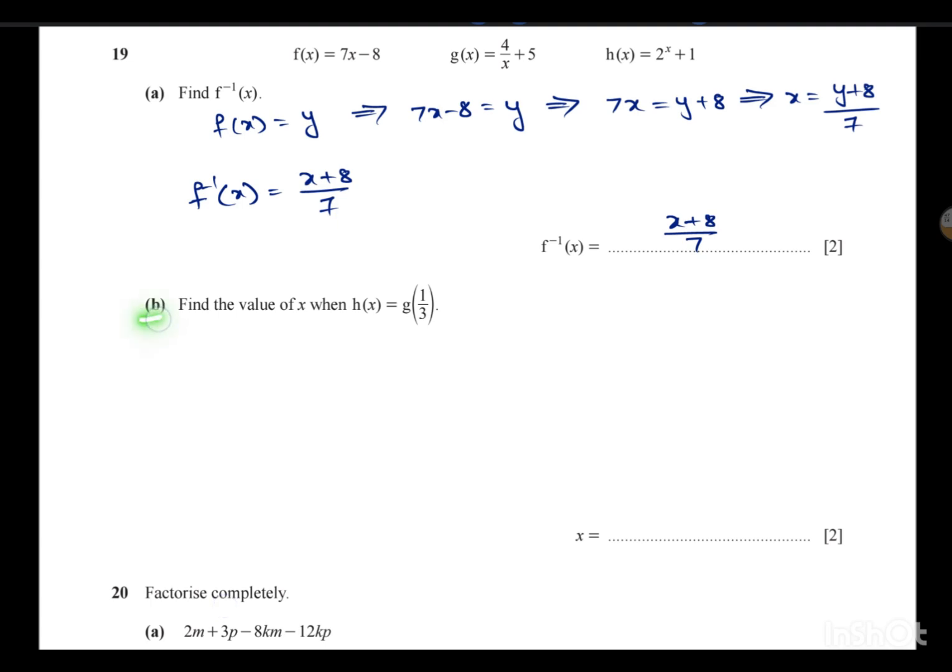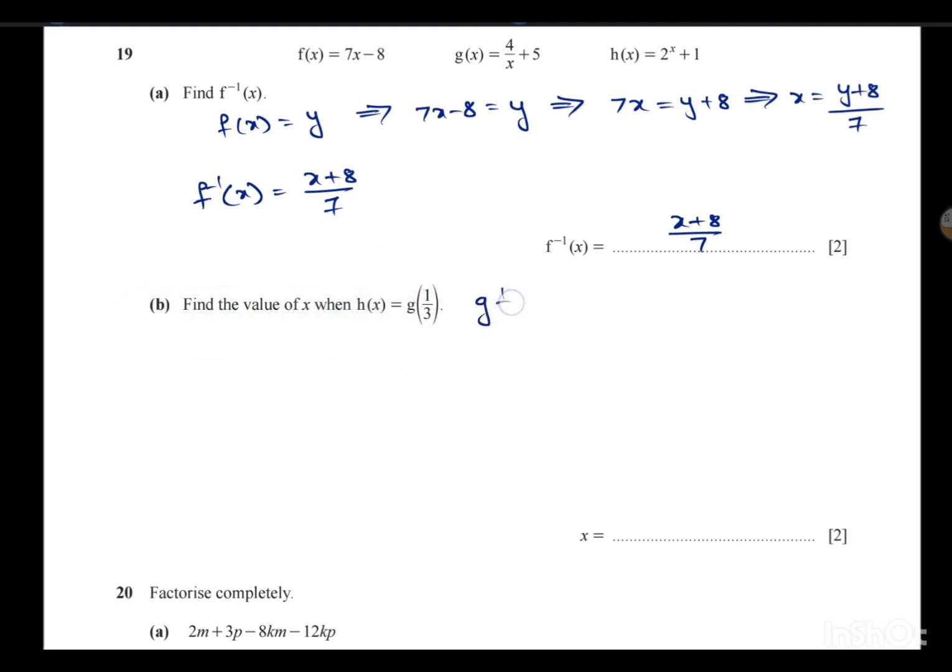Question number B, find the value of x when h of x is equal to g of 1 by 3. Okay, so to find out g of 1 by 3 first, 4 by 1 by 3 plus 5. So 4 is 4 by 1 into 3 by 1. When you bring this fraction to multiply, it will be the inverse, the reciprocal. So 4 into 3 is 12, 12 plus 5 is 17. So g of 1 by 3 is 17.